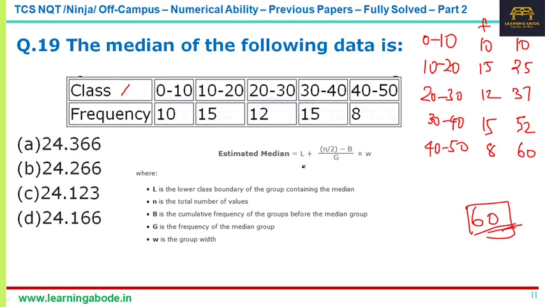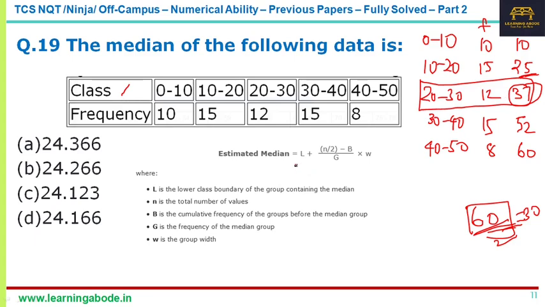Now L is the lower class boundary of the group containing the median. First of all, where to identify the median? Just go for the middle of this. The middle of this is 60 by 2, that will be 30. Now where is 30? You look at the cumulative frequency. 10 to 20 is up to 25 only, so 30 lies in the group 20 to 30. So that's our median group.